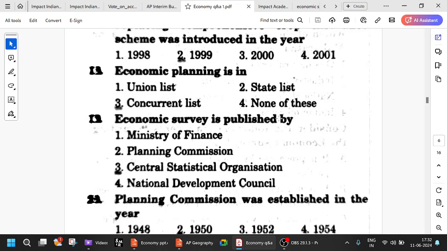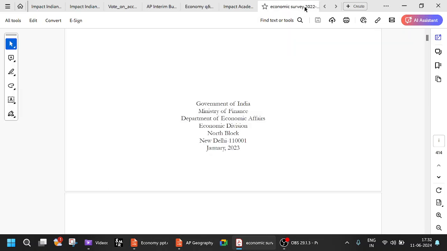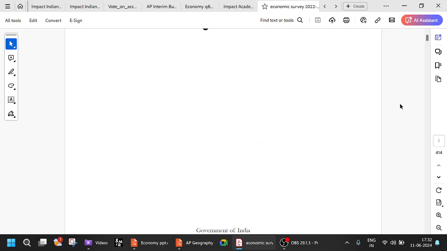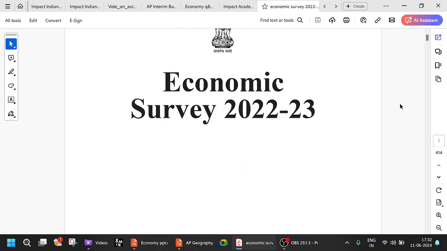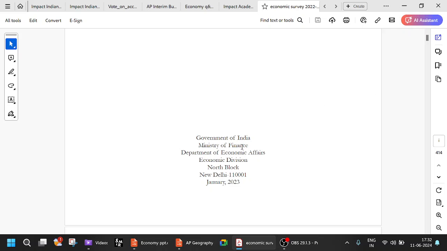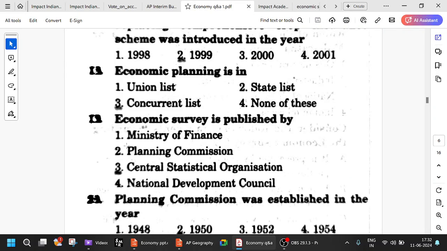So the economic survey is published by. So here is the economic survey of 2022-2023. This is the economic survey of the Government of India, and it is by the Ministry of Finance, Department of Economic Affairs, etc. Here he gave the answer as Central Statistical Organization, but it is the Ministry of Finance.